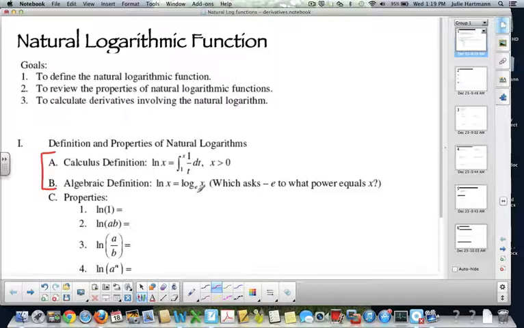ln of x equals log base e of x, that's the algebraic one you know. Calculus: ln of x equals the integral from 1 to x of 1 over t dt, or the area under the curve from 1 to some x of the function 1 over t.